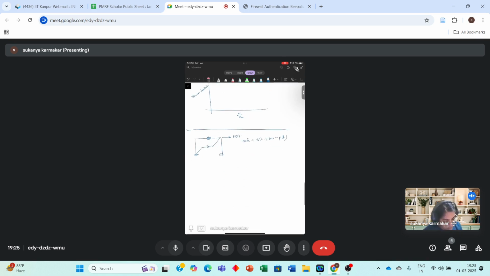Now, instead of this, suppose you have a system like this, and your ground is moving. You apply u_g. When your ground is moving, your frame will also move, and it will have certain effects. So let's say your ground is moving till here, your frame displaces like this.